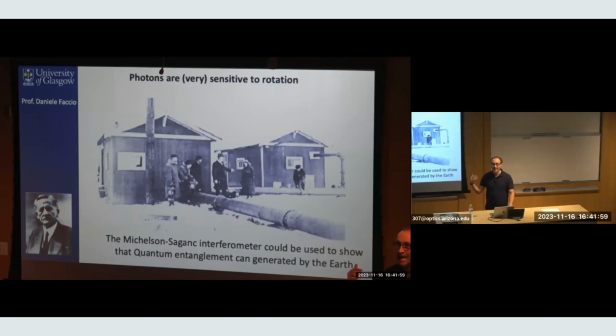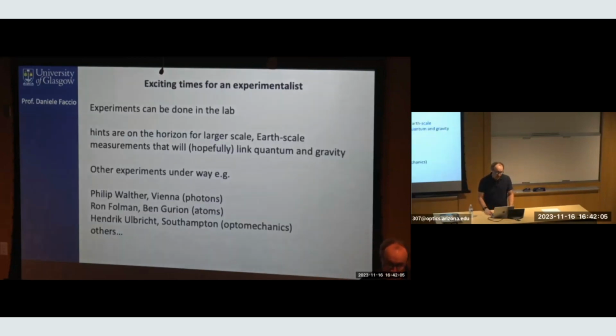Of course, that wouldn't add anything to the physics of doing it on a tabletop experiment, but I still think it's pretty cool. So this is my last slide. I think these are really exciting times for an experimentalist. Experiments, I think, now can be done in the lab, trying to look at the problem of quantum gravity. I think there are hints on the horizon for larger scale, Earth scale sort of measurements that will link quantum gravity.